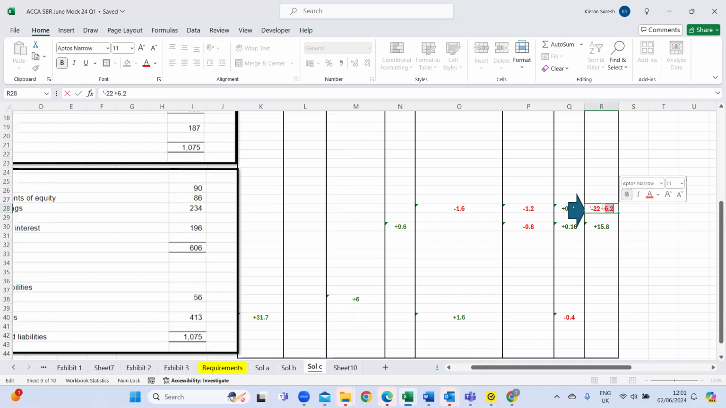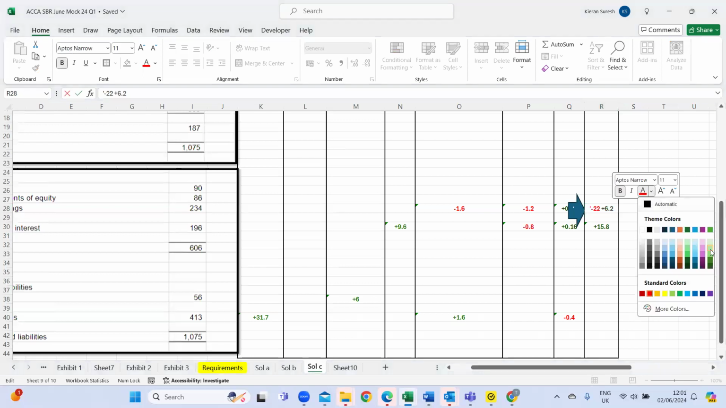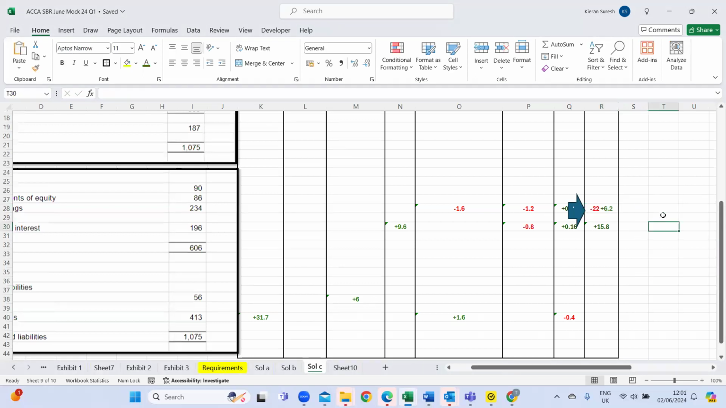Let me put it in green because I know you like green. Let me quickly show you the double entry. Minus 22, then plus 6.2 is equal to 15.8. Because the entries are on one side of the balance sheet, the liability side, we have a negative, so the double entry has to be of opposite signs. We have a negative 15.8, and if you net this off, a positive 15.8. You understand what I'm doing.